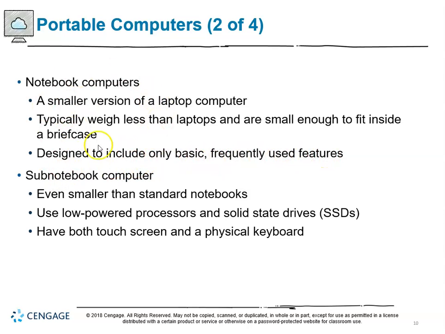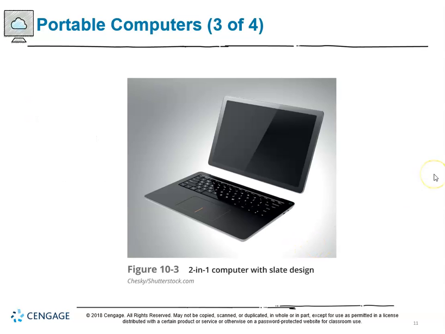You can think of a Chromebook as an example, or even sub-notebook computers. These are smaller than the standard notebook. Again, Chromebook comes to mind. A Chromebook would actually fall in this category. It uses low-power processors and solid-state drives. They have both a touchscreen and a physical keyboard. So this is an example of a two-in-one computer with slate design. Microsoft Surface, I think, is what we're looking at right here, a specific type of portable computer that is convenient to use and highly portable.